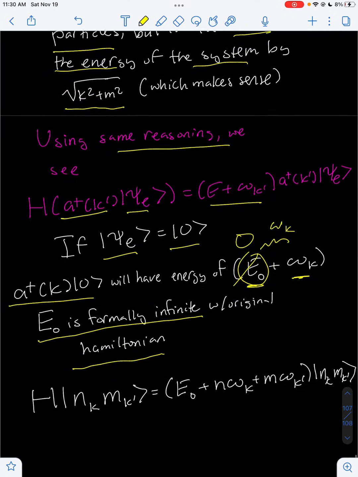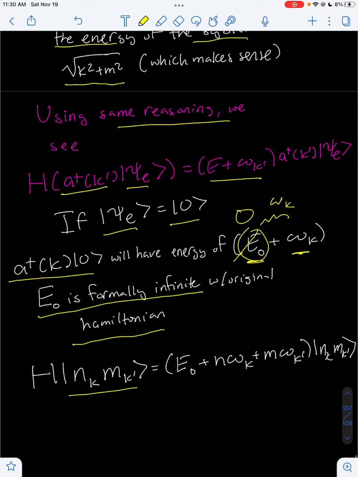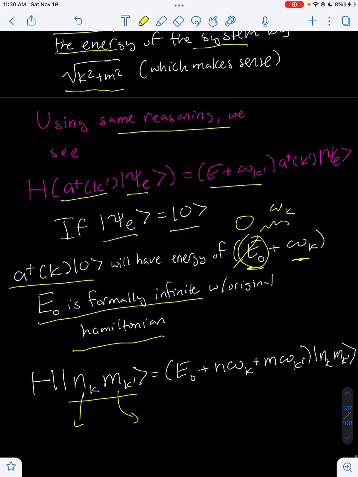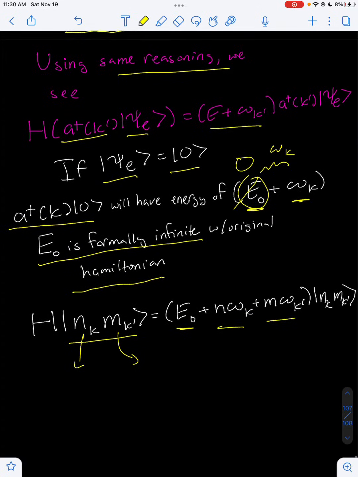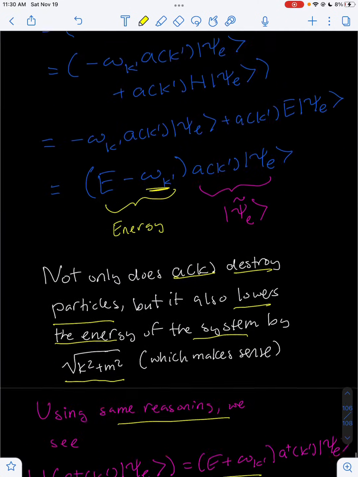And we can generalize this a bit. If the Hamiltonian acts on this state, which has n particles with momentum k and m with k prime, we will get a new state that has the vacuum energy plus n omega k plus m omega k prime. So this so far should make at least some intuitive sense.